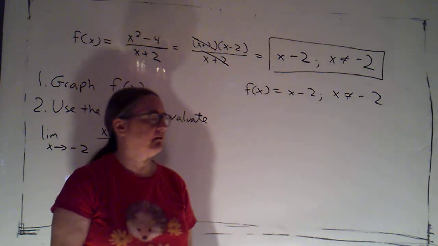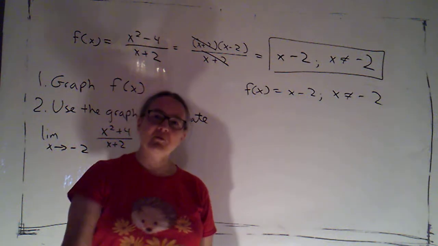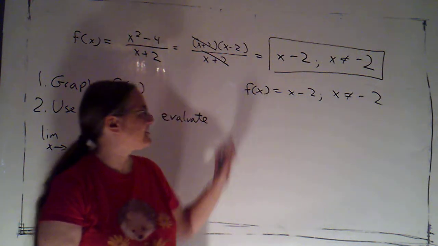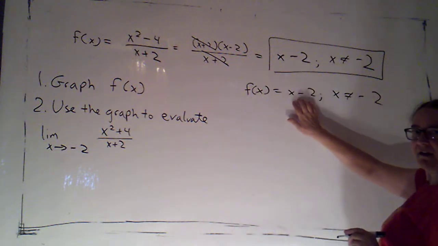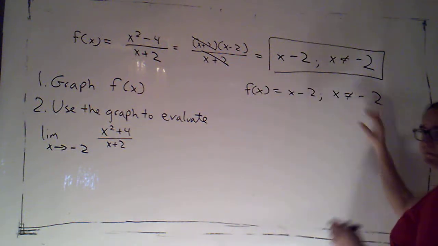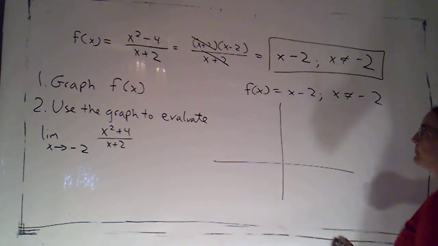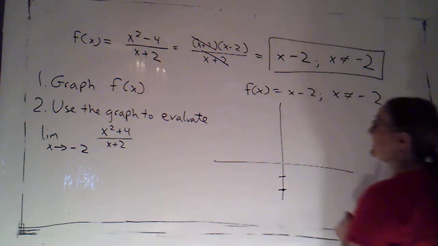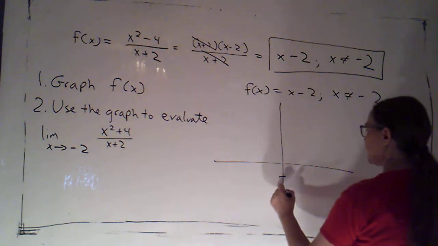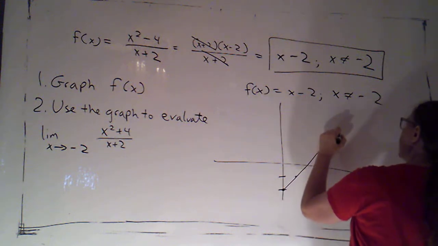Some of you might have been saying, oh my goodness, we have to graph rational functions already. We'll be doing that later on this semester, but this one's an easy one to do because this is just going to be a line with a hole in it. I'm going to start by just graphing x minus 2. That would be a line whose y-intercept was -2, and the slope is 1. So we'll come up 1 over 1, and then I get to play connect the dots.